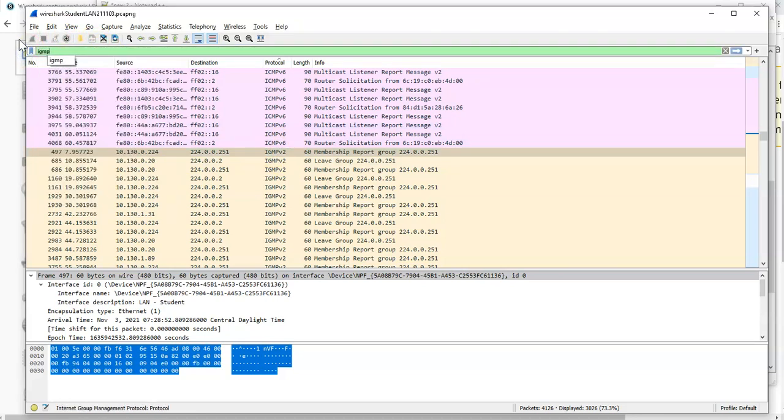IGMP. Oh, it doesn't want to know. It only can filter out IGMP and won't give you a v2. That seems like a... Why would that do that?